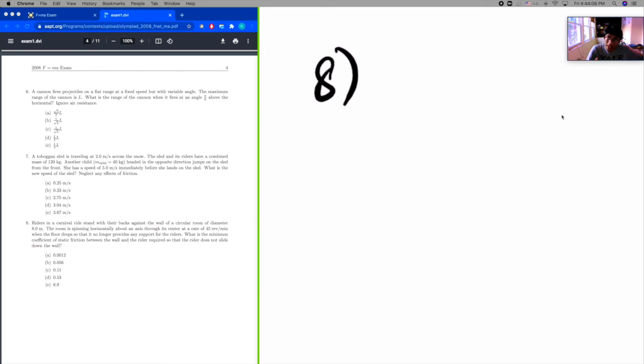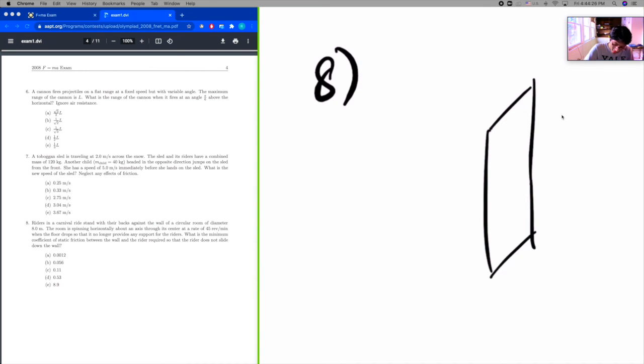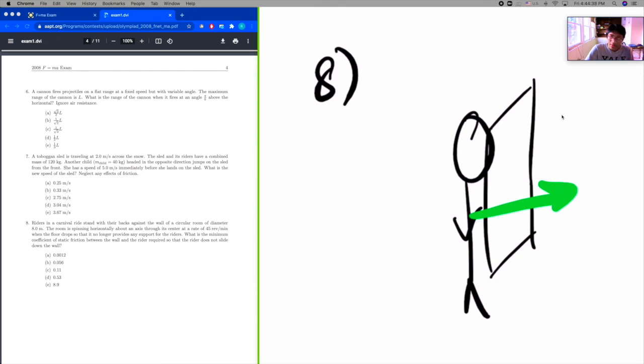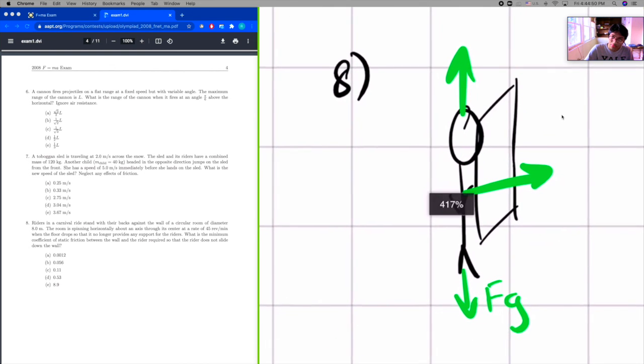You literally can't slide, and plus the force of this spinning carnival ride is gonna press you against the wall. So you know what? Honestly, let's make a FBD, a free body diagram, because when you don't know what's going on, that's your best friend. So basically, here we've got a guy stuck to the wall. And what are the forces acting on him? Obviously, he's got gravity pulling him down. So that's Fg.